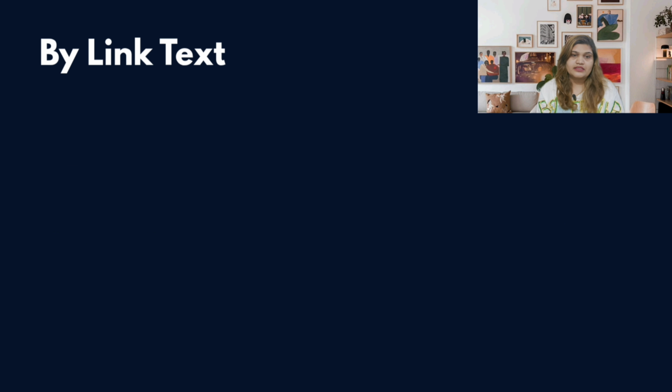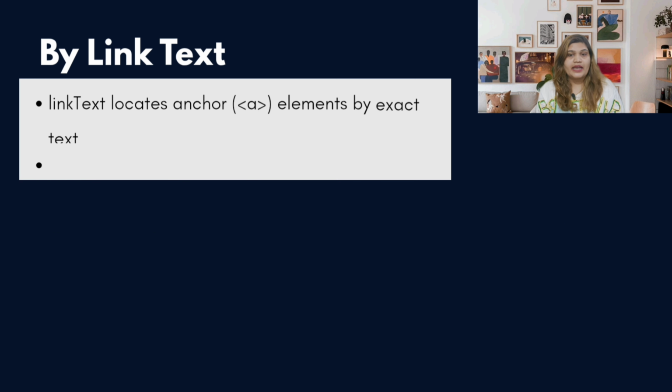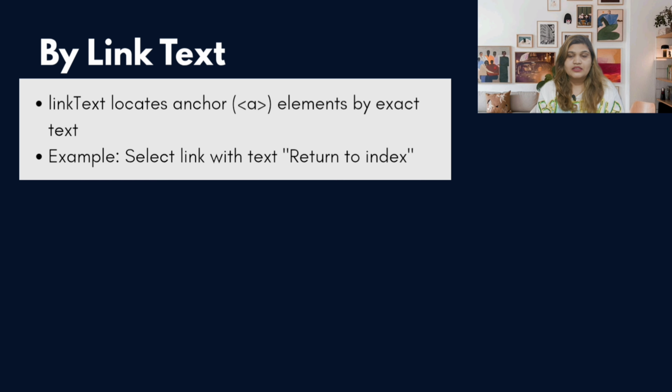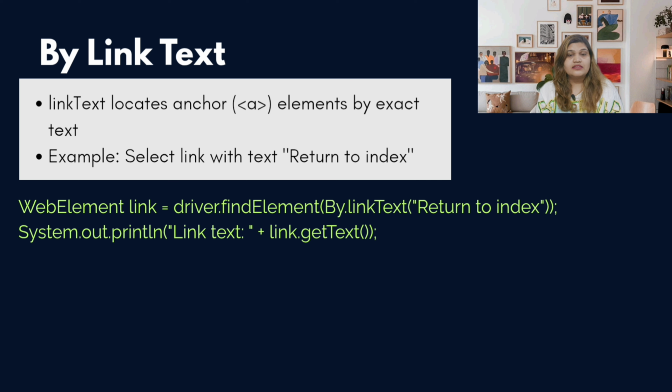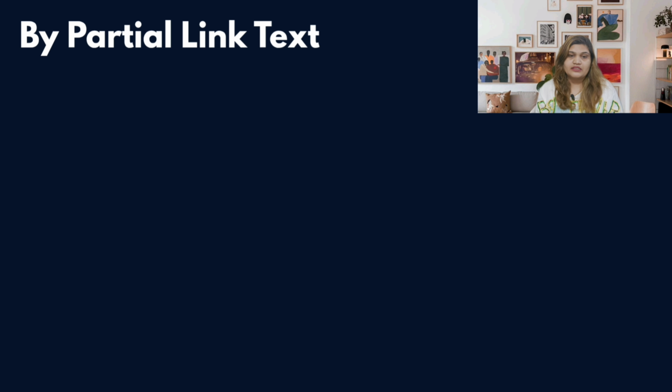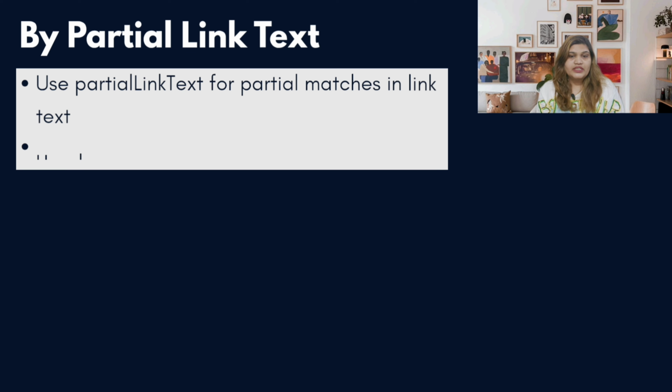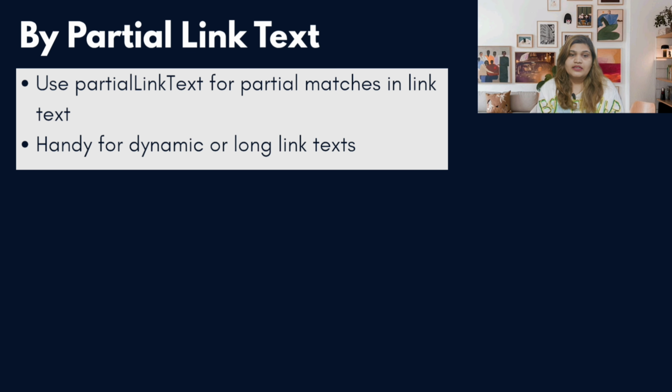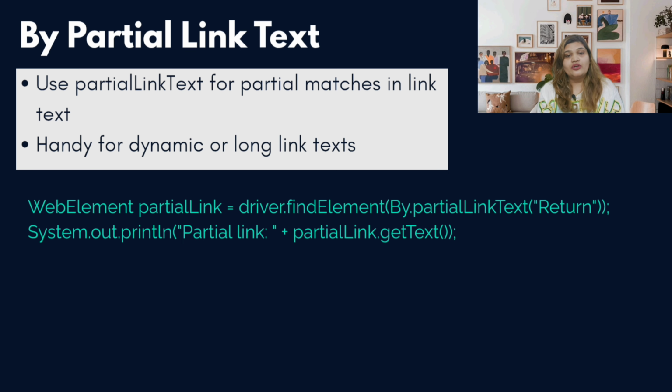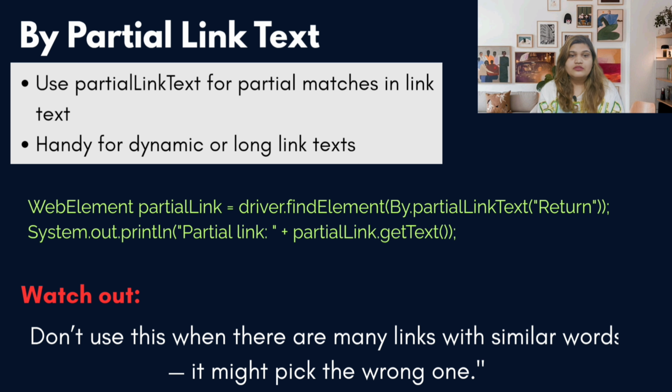Next, by link text. Now link text helps you find anchor elements, also known as links, using their exact text. In this case, we select a link that says "Return to index". Now next we have by partial link text. If you only know part of the link text, use partial link text. It's useful when link text is dynamic or long. Here's a warning: don't use this when there are many links with similar words. It might pick the wrong one.